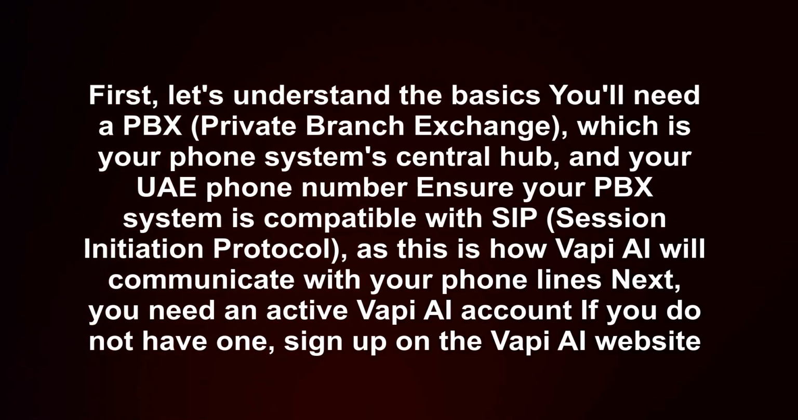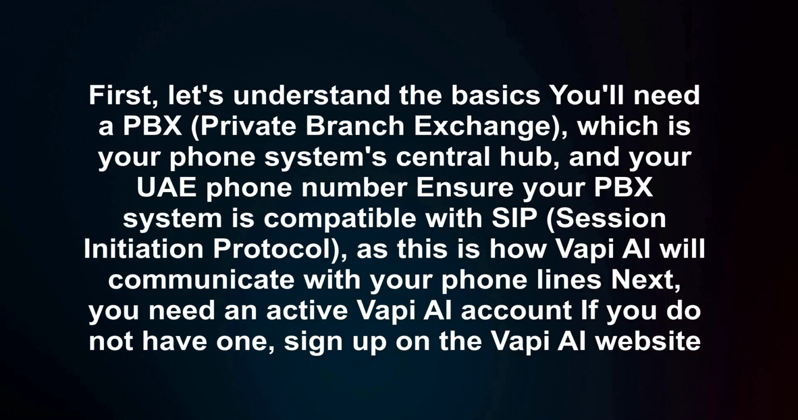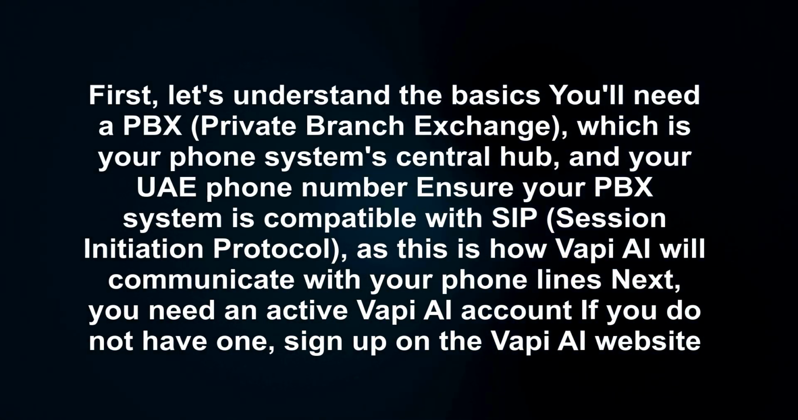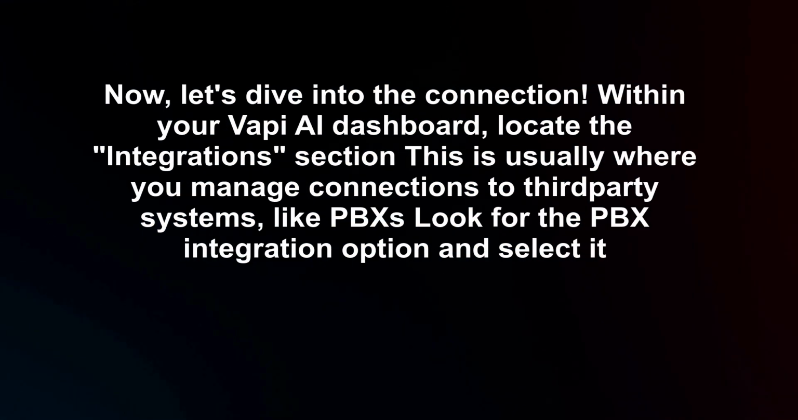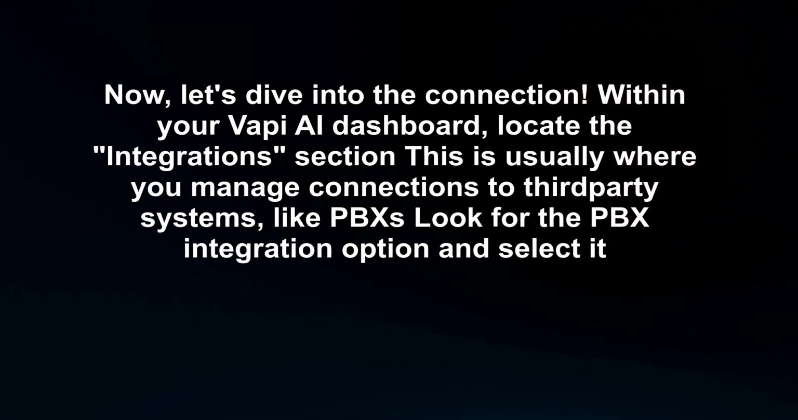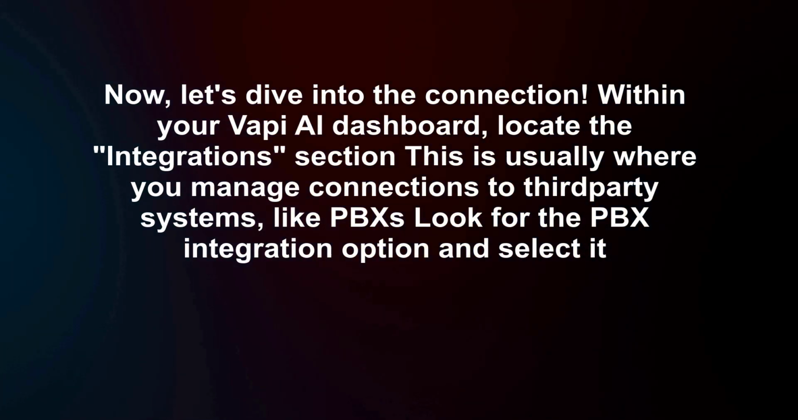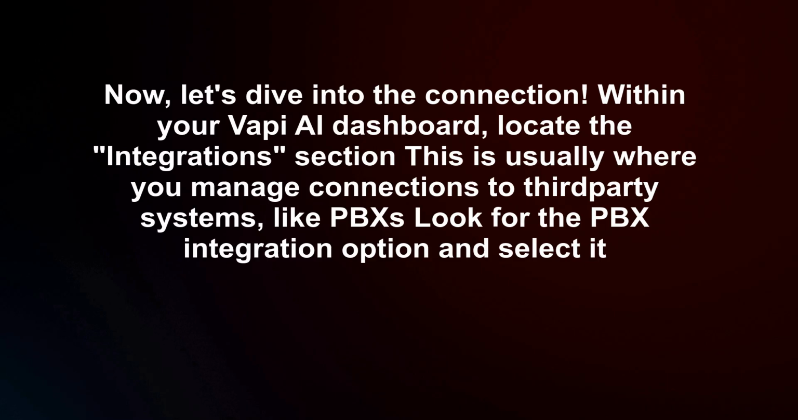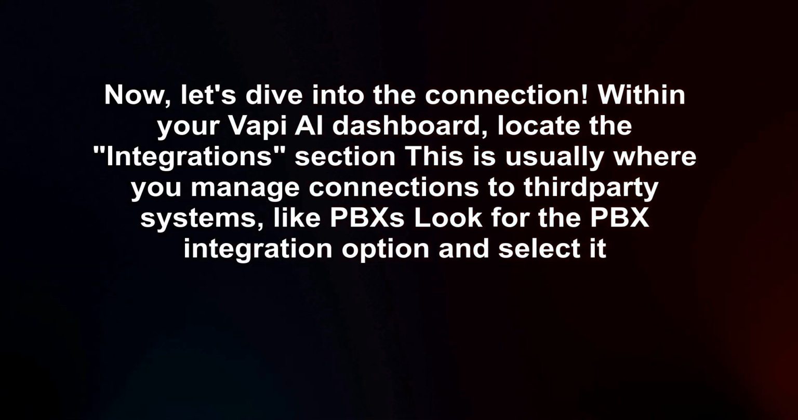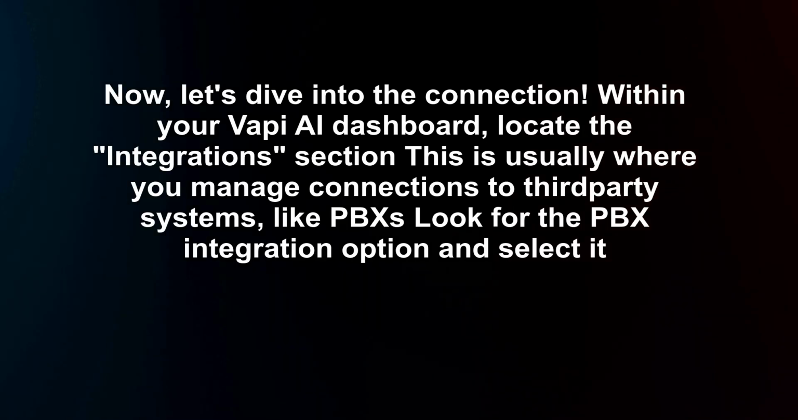your phone lines. Next, you need an active Vapi AI account. If you do not have one, sign up on the Vapi AI website. Now, let's dive into the connection. Within your Vapi AI dashboard, locate the integration section. This is usually where you manage connections to third-party systems, like PBXs. Look for the PBX integration option and select it.